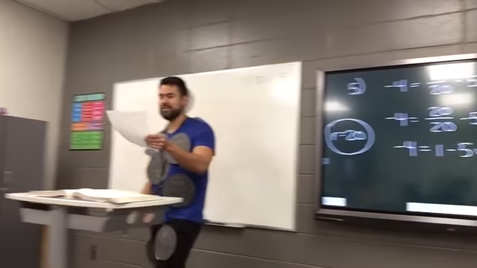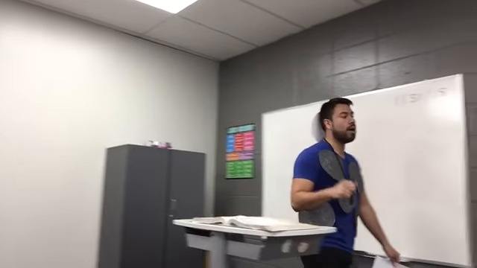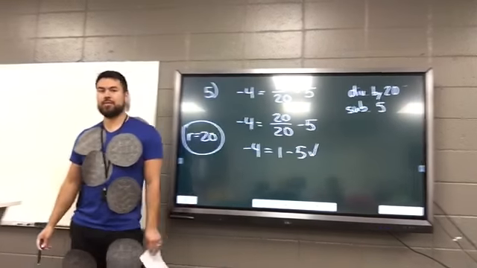You guys got this? Yes, sir. Shouldn't you write it as 1 minus negative 5 in parentheses? If you put 1 minus negative 5, that means 1 plus 5. And that would be 6.